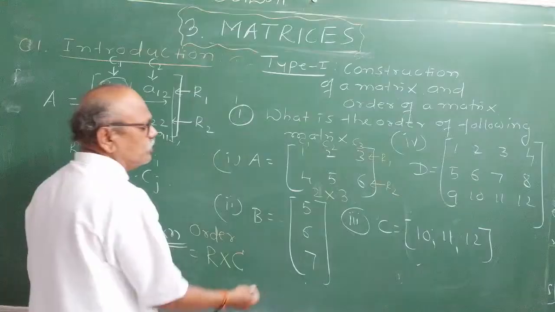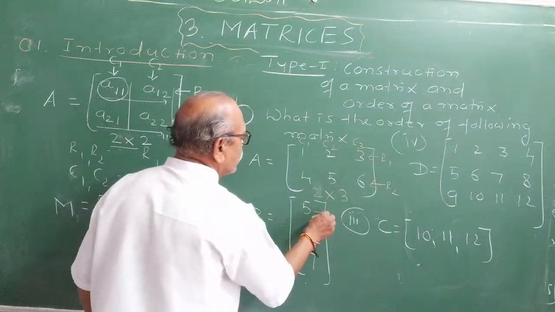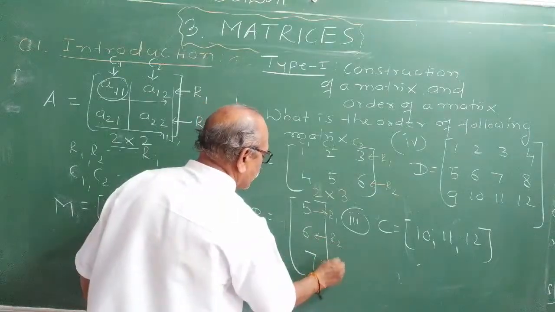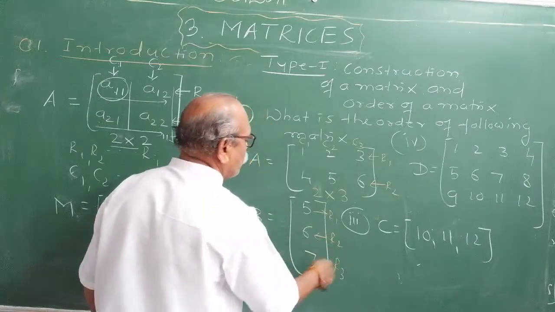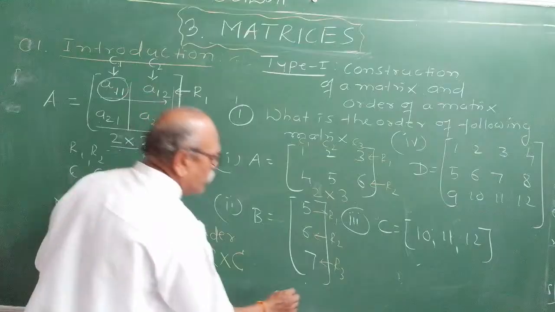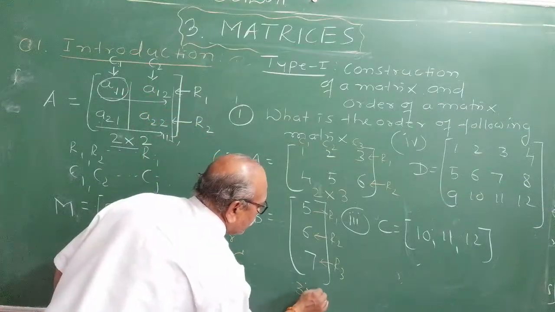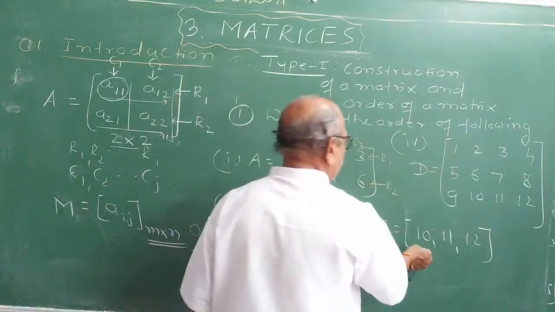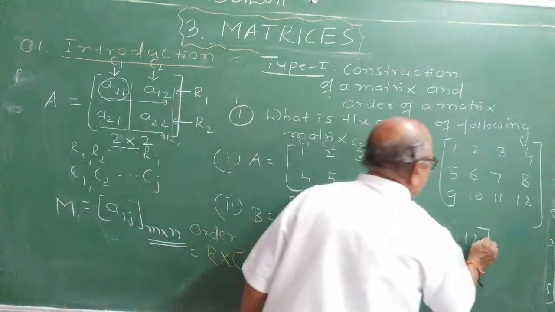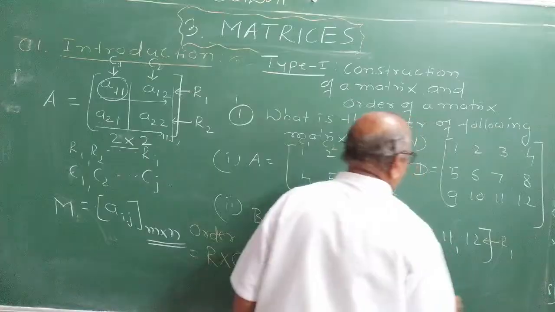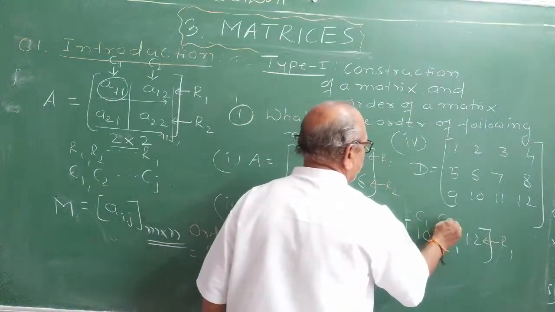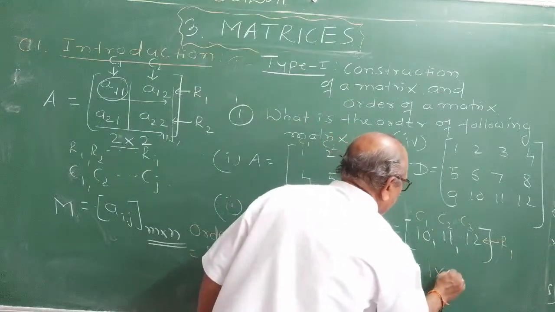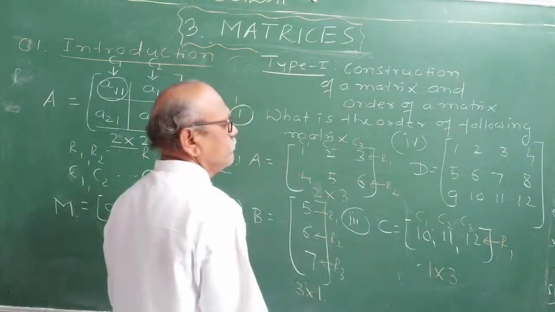Now tell me what about this? How many rows are there? This is R1, this is R2, this is R3. 3 rows are there. How many columns? 1 column is there. Therefore, it is called 3 by 1. Now, in the third example, how many rows are there? Only 1 row. How many columns? C1, C2, C3. Then what is the order? 1 by 3. Okay.